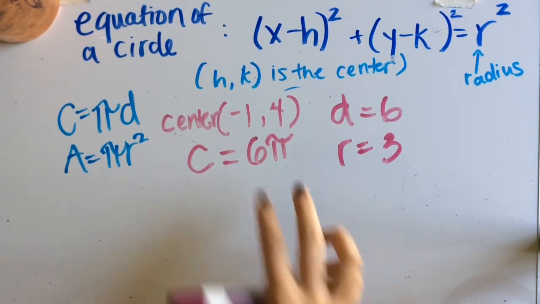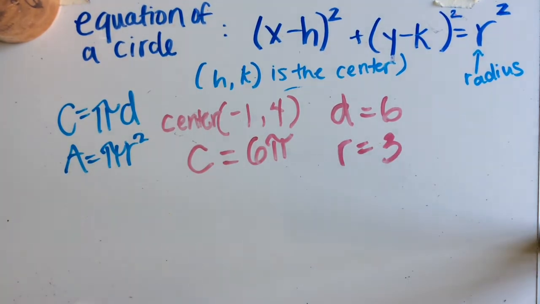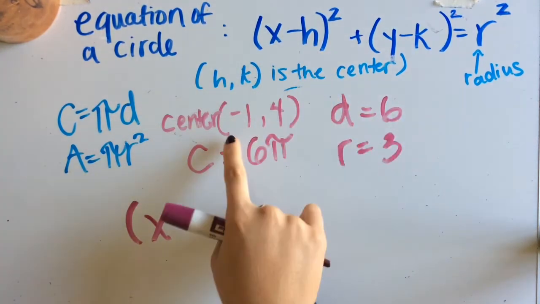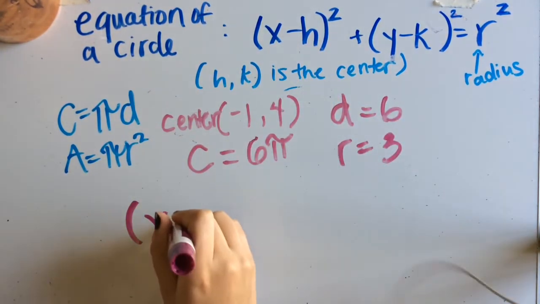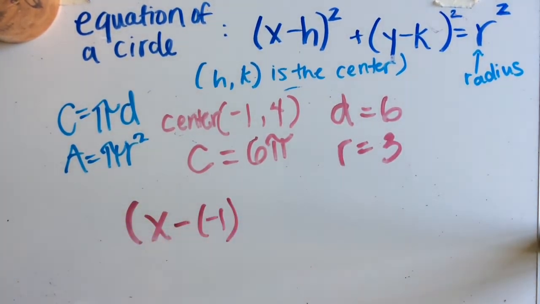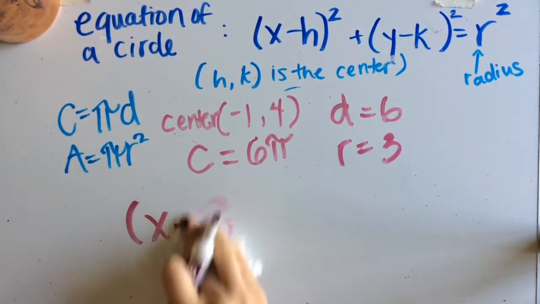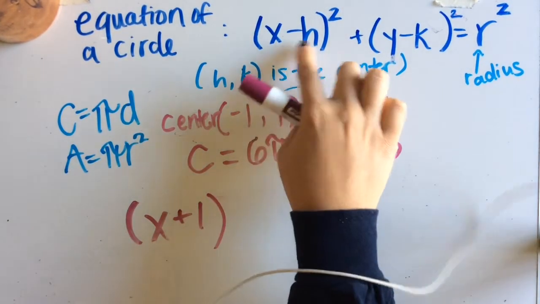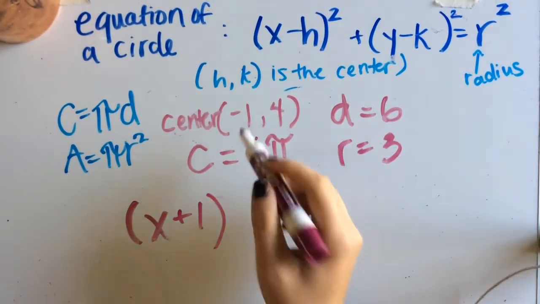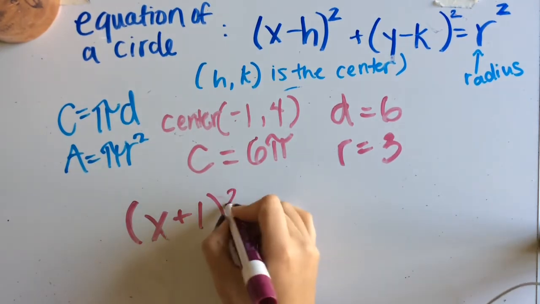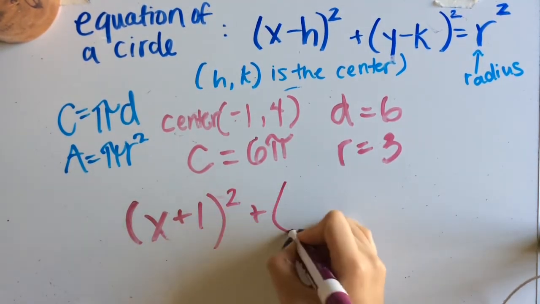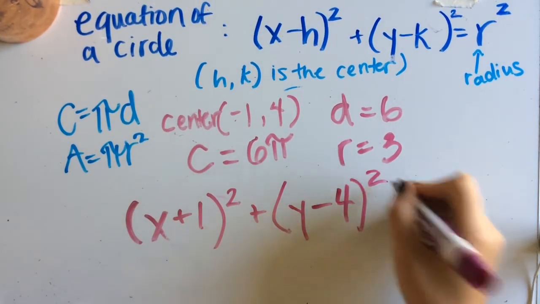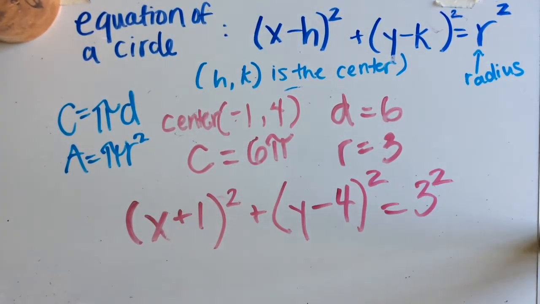So now I'm just going to use what I have to write my formula. So my formula would be x, and since it's minus h and this is a negative 1, it'd be like writing minus negative 1, which in turn turns into positive 1 or plus 1, right? So since the formula is already minus, this negative 1 makes it plus. So squared plus y minus, and then that's positive 4, so it stays that way, squared equals 3 squared, okay?